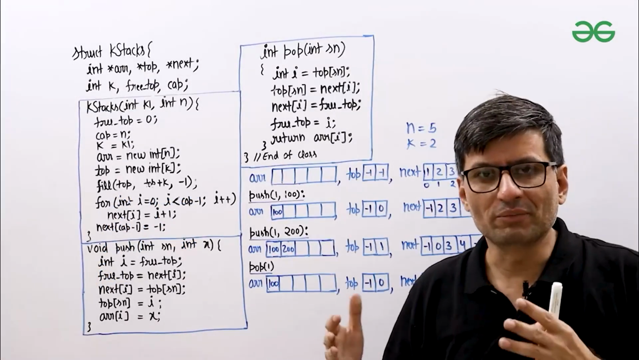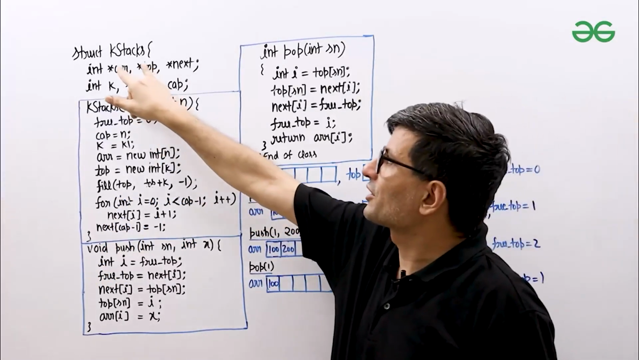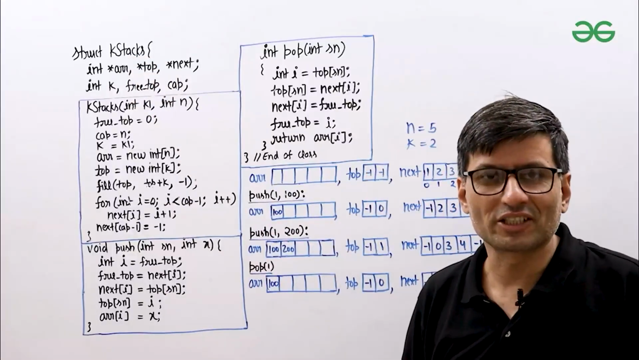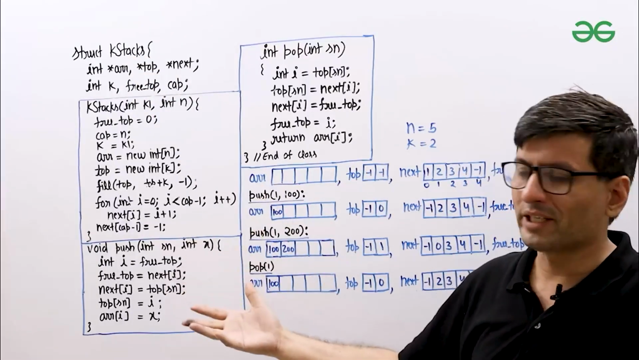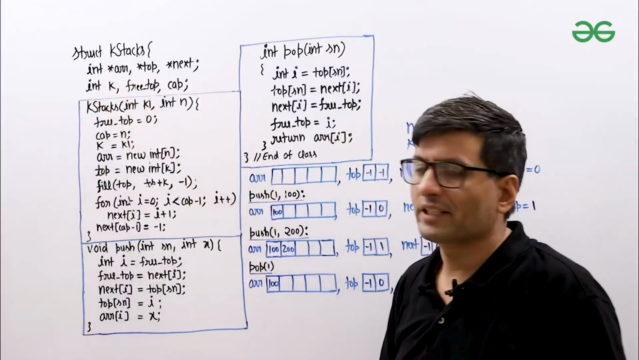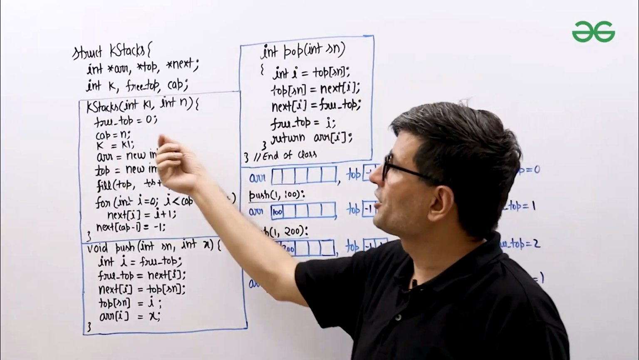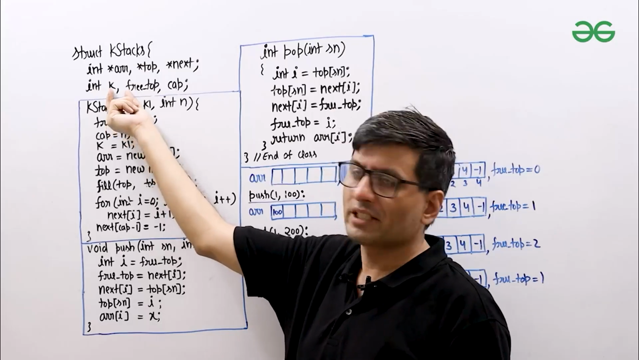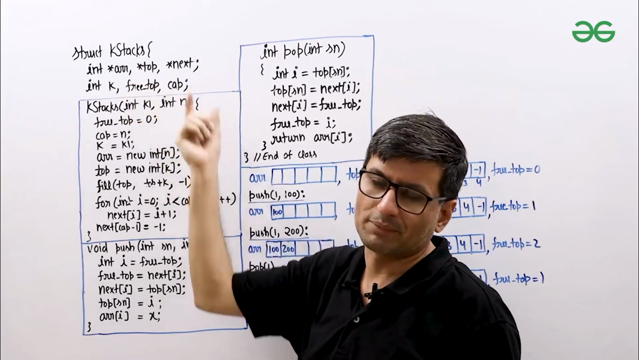Let's now take a look at the implementation. We have a structure, k stacks. We are using a structure in C++ so that we don't have to write public, right? A structure has everything public by default. Then we have these three arrays, arr, top, and next. Then we have these members: k, the number of stacks, free top, the top of the free stack, and capacity.